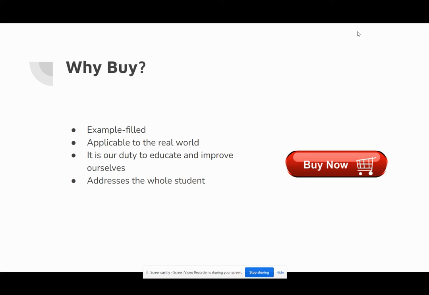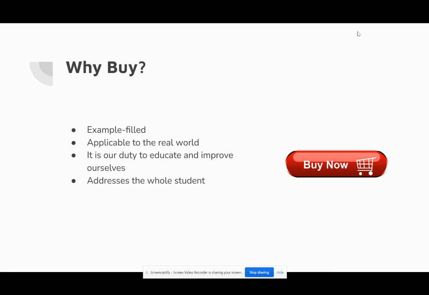All these examples, they are applicable to the real world. These are real life scenarios that are occurring. So the application to the real world is present in this book. It is our duty to educate and improve ourselves. So this is a great buy because it is going to better yourself.